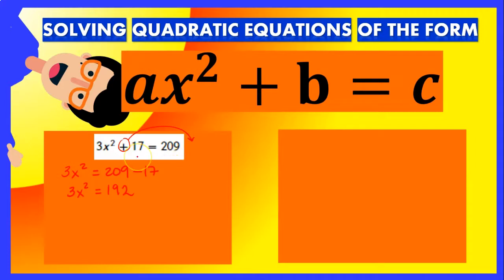Now, because we have a 3 multiplying the x to the power of 2, we can solve that by dividing, the opposite operation. So 192, we're going to divide it by 3, and that is going to give us an answer of 64, positive. Now, x to the power of 2 is equal to 64. If we take the square root of both sides, we have to add the plus or minus, meaning that x is going to be plus or minus the square root of 64, which is going to be 8.